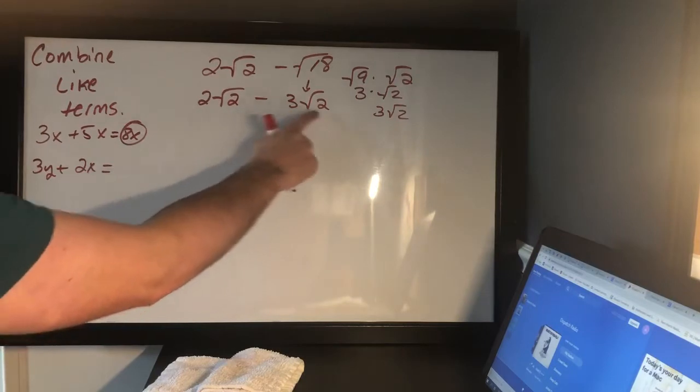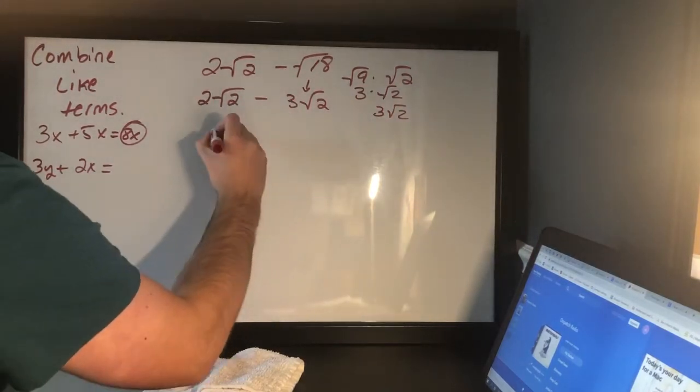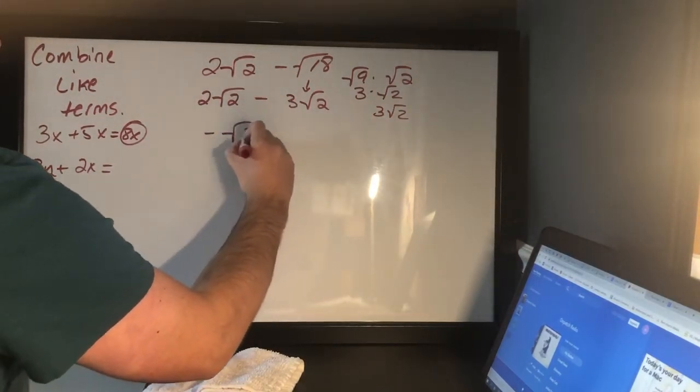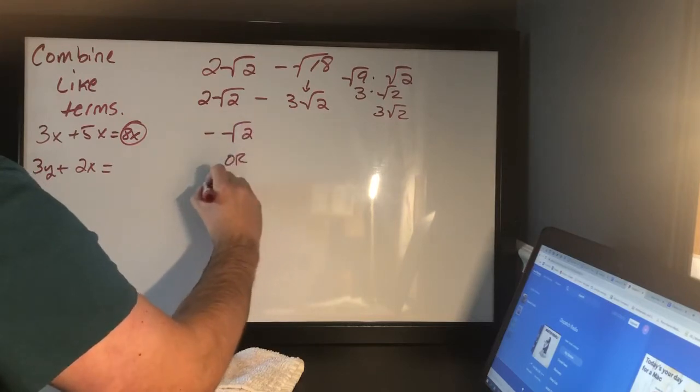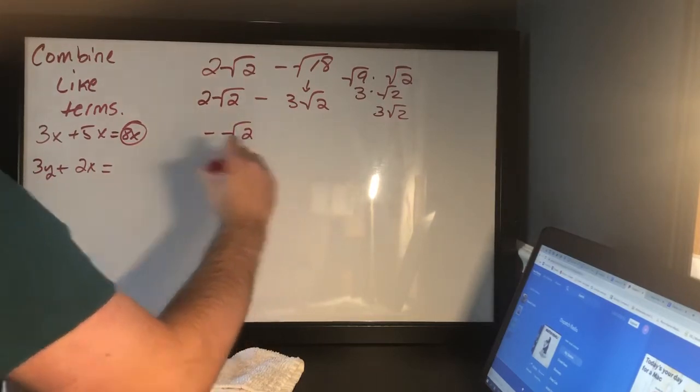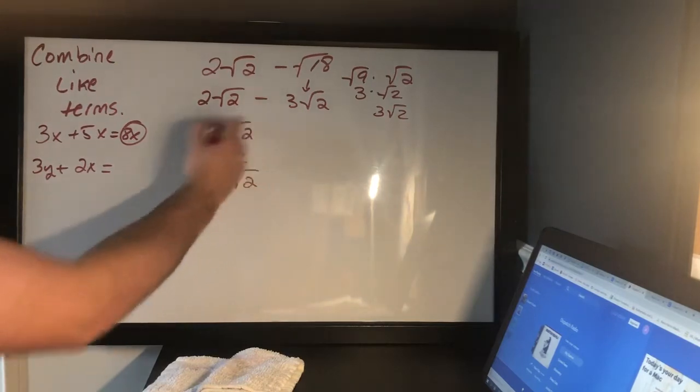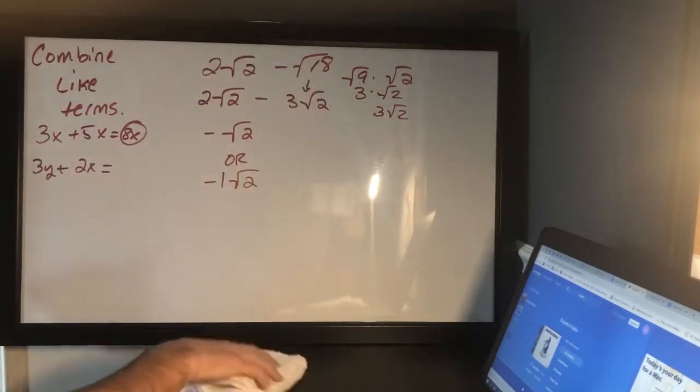At this point, the radicals match again. So 2 minus 3 is negative radical 2. Or you can also enter your answers as negative 1 radical 2. All right, so that would be how you would simplify this problem.